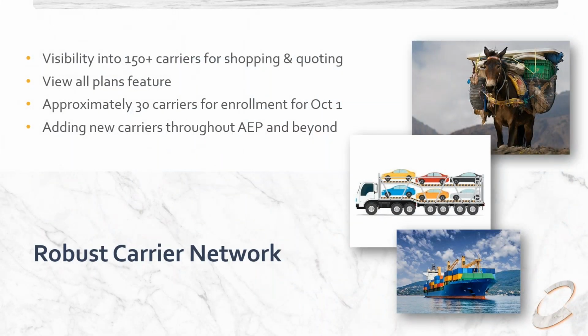We want to be fully transparent so you know what you are getting when you sign up for ConnectYourDRX, knowing how important it is for agents to have access to as many carriers and their plans as possible. You will have visibility into approximately 150 plus carriers for shopping and quoting, and will be able to see these carriers via the All Plans view on the platform. For the initial launch, there will be approximately 30 carriers for full enrollment capabilities, but building our carrier network is ongoing and a key part of our offering.